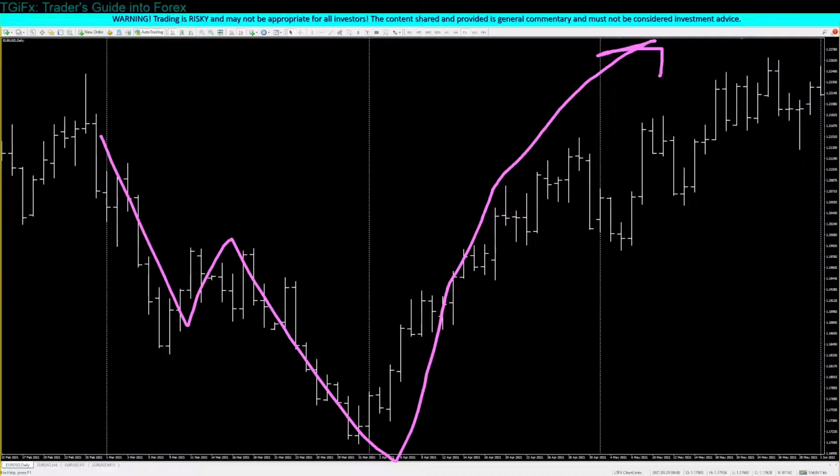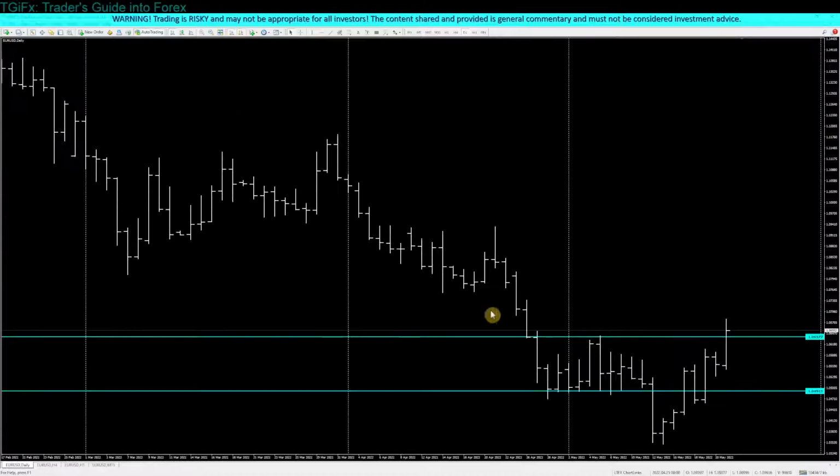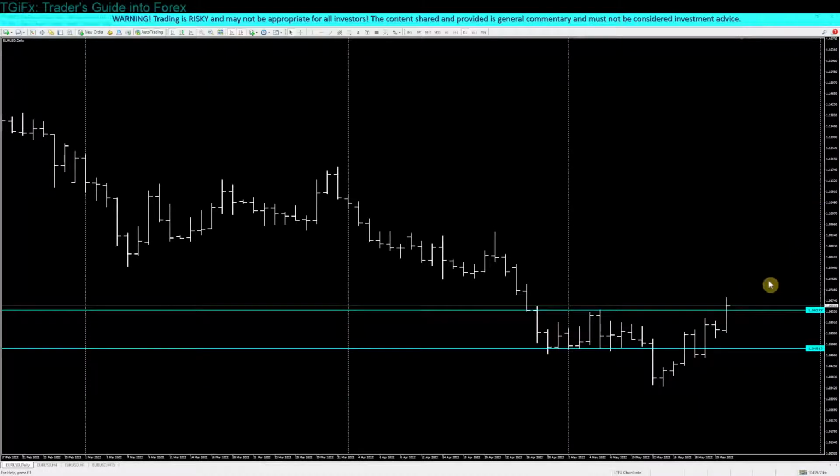Diba? So, yeah, I apologize for the last part of the drawing. Medyo nag-curve. Pero anyway, I guess you got my point there. So, ibig sabihin, it's not necessary na may potential inverse head and shoulder tayo, yun lang lagi ang aabangan natin.